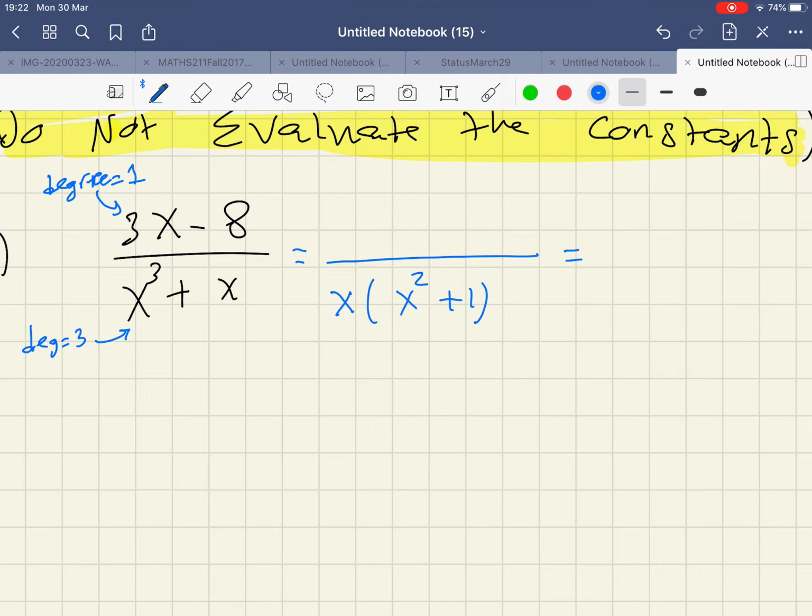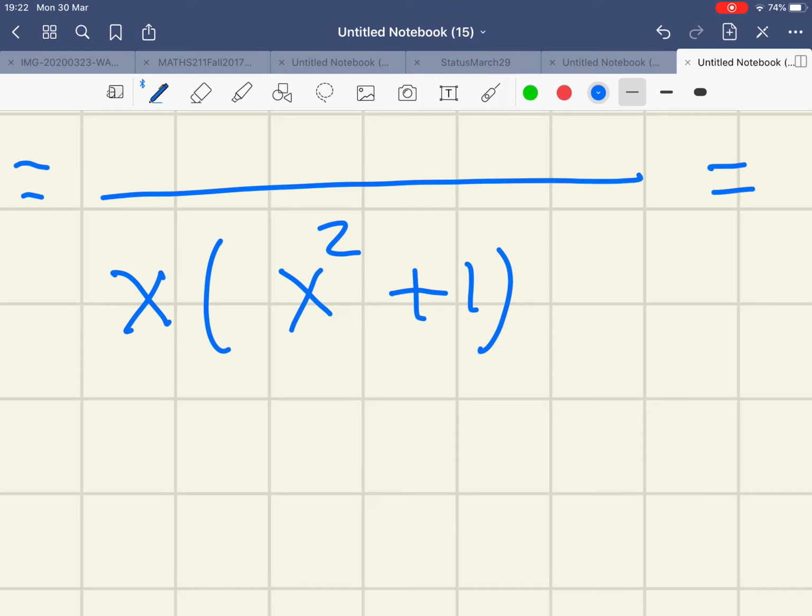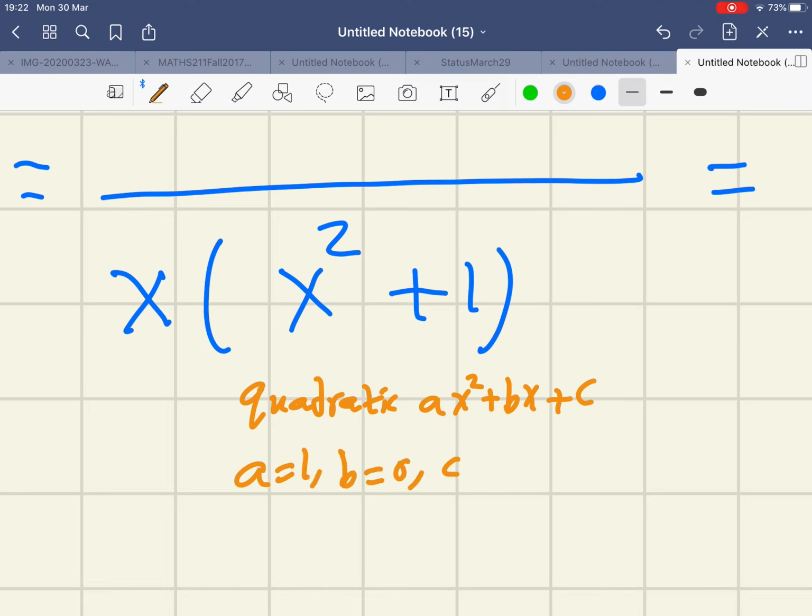First of all, this is quadratic, and it has the form ax squared plus bx plus c. In this example, a is 1, b is 0, and c is 1. So I want you to use mode 5-3 in your calculator and try to find the roots of this one. What you will get is i, a complex number.